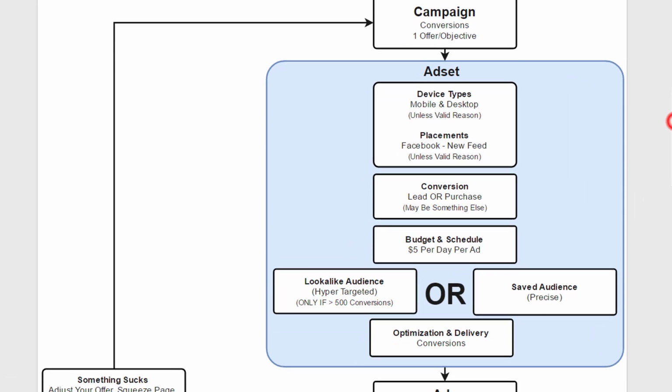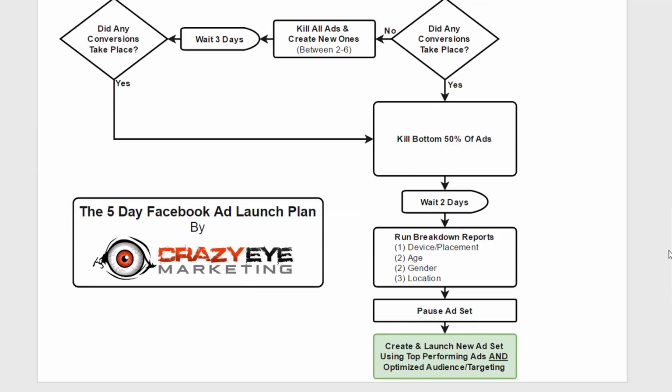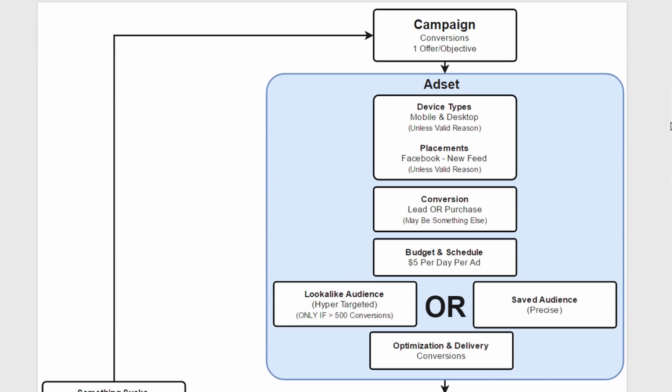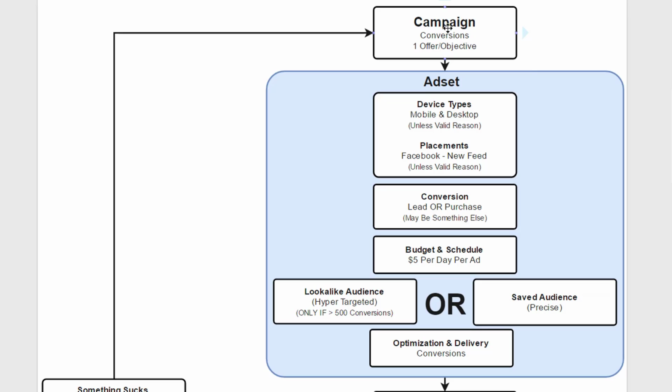Alright, so here it is in a nice little flow chart for you so you can just follow right along. Now at the top here, we have our campaign, and we're going to select conversions for our objective. And we're only going to focus on one offer or objective. So that might be leads for a particular lead magnet, or purchases on a particular product. We're not going to test a bunch of different lead magnets and a bunch of different products within one campaign. We're going to only focus on one objective, one lead magnet, one product, one goal, etc.